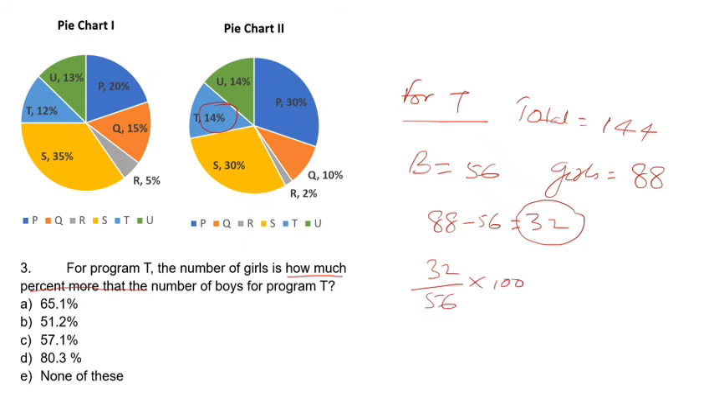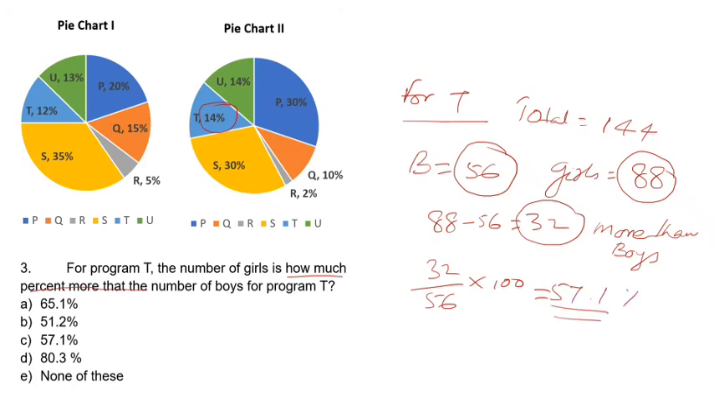What is asked? How much percentage more? Total boys is 56, total girls is 88. That means girls are 32 more than boys. So that 32 is what percentage? When you calculate, this will become 57.1 percent when you simplify. Accordingly, you can mark the correct option as option C.